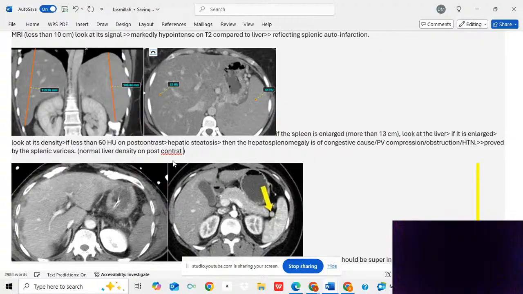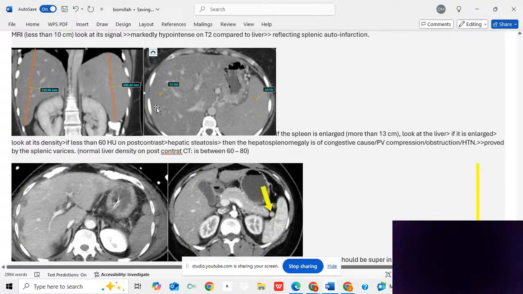post-contrast CT is between 60 and 80. Okay, shouldn't be less than 60, shouldn't be more than 80.